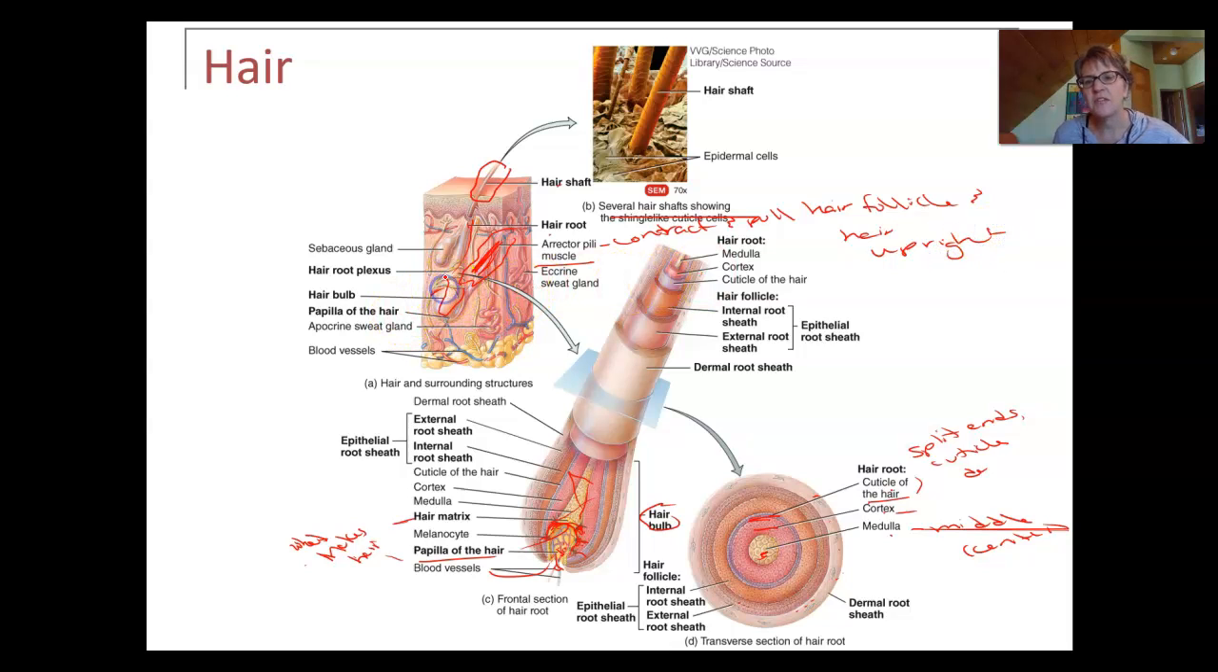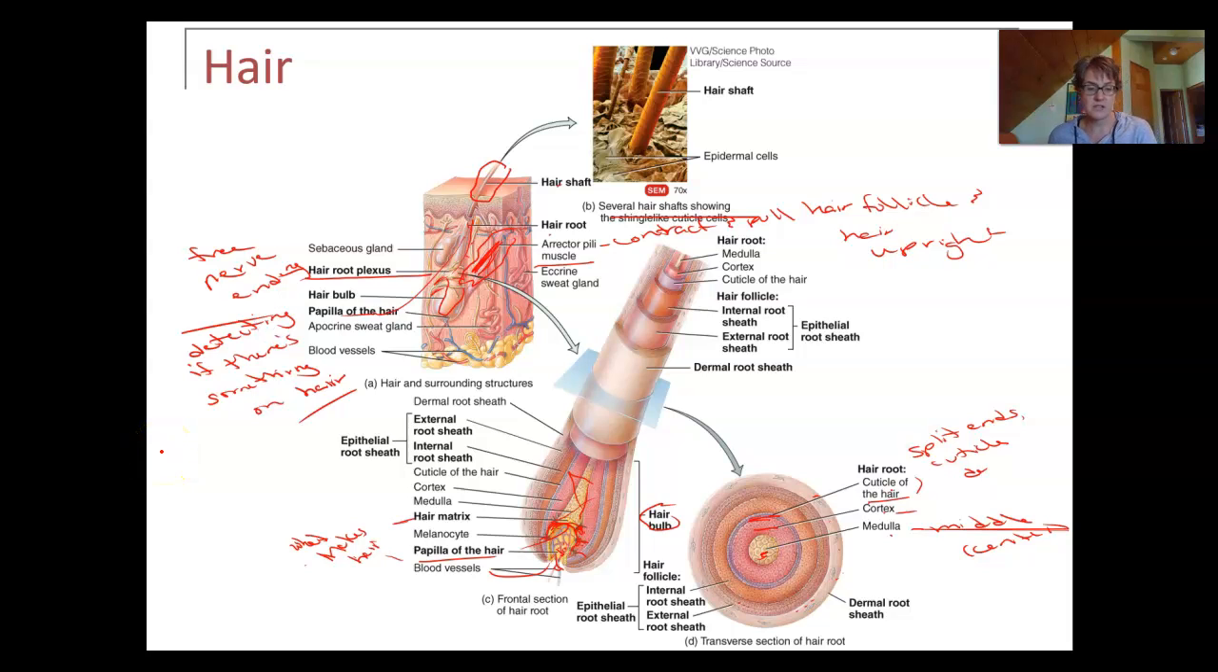And then we have associated also with this hair follicle this nerve ending. So the hair root plexus is free nerve ending, detecting if there's something on your hair, like a bug. H-A-I-R. Okay. Detecting if there's something on your hair. So that's kind of hair.